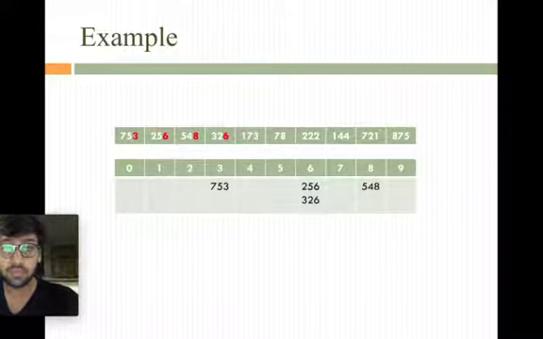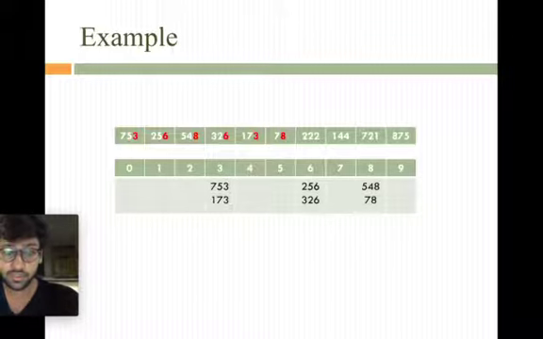One important thing that we have to note here is that both 256 and 326 fall into the same bucket, the bucket of digit 6, but we need to see here that the order is maintained. Since 256 was there in the initial list first, here also 256 is inserted into the bucket before 326, and similarly the other numbers fall into the other buckets.